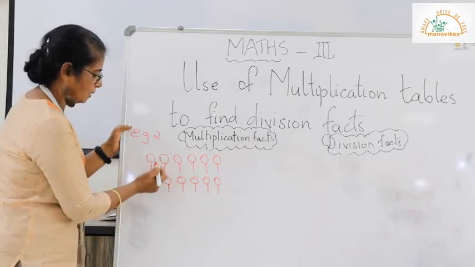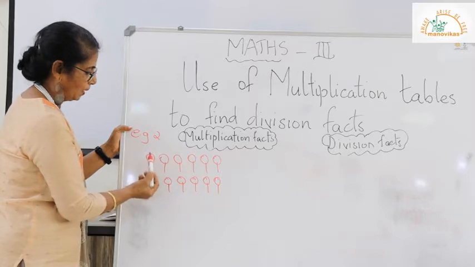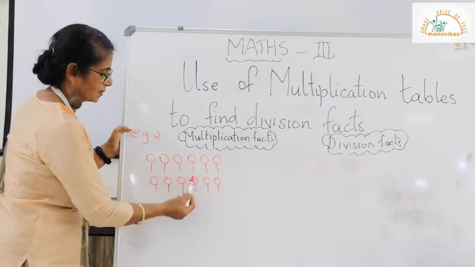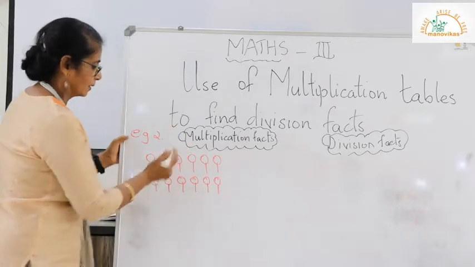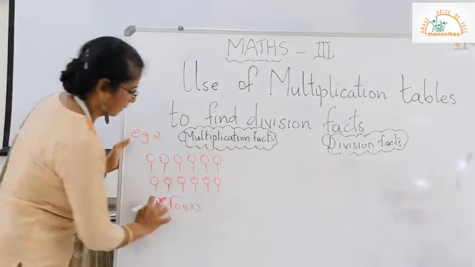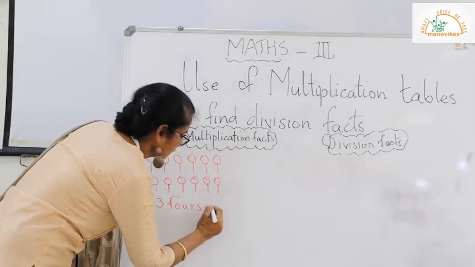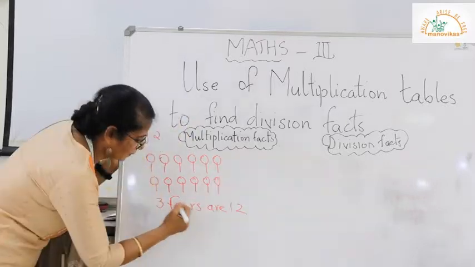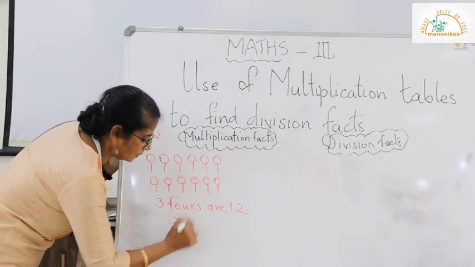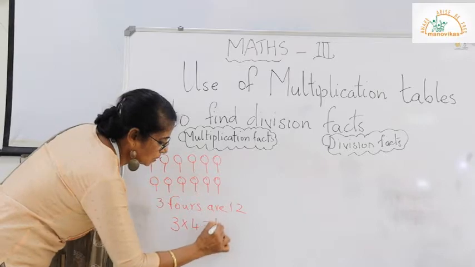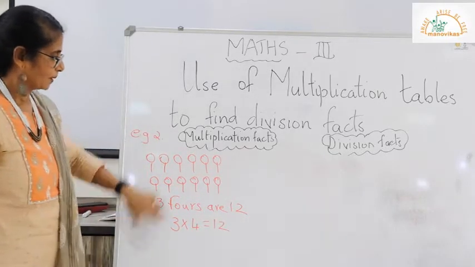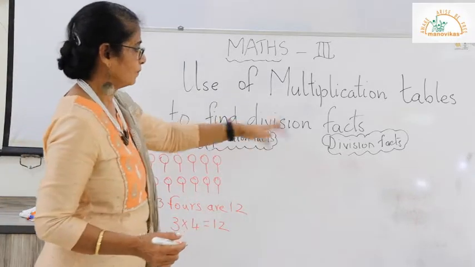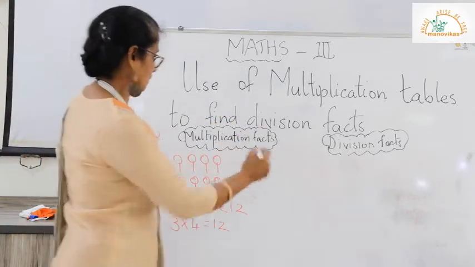Example 2. Here we see there are 12 lollipops. 1, 2, 3, 4, 5, 6, 7, 8, 9, 10, 11, 12. What does this tell us? There are 3 4s, or 3 4s are 12, which can be written as 3 into 4, which is equal to 12. Now this is our multiplication fact. Let us derive or find out the division facts.